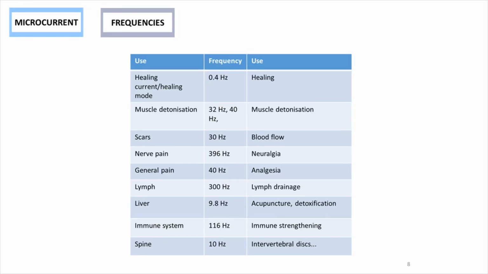It's the electricity that's inherent in the body, at the same level in microamperes. The microcurrent delivered by the BCR system is 10 microamps to 999 microamps in 1 microamp steps. Frequencies are used for intercellular communication, with each cell type having an individual frequency. You can see here scars at 30 Hz, nerve pain 396 Hz. And the pulse frequency delivered by BCR is 0.1 Hz to 10,000 Hz in 0.1 Hz steps.